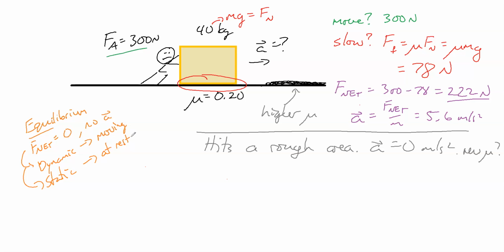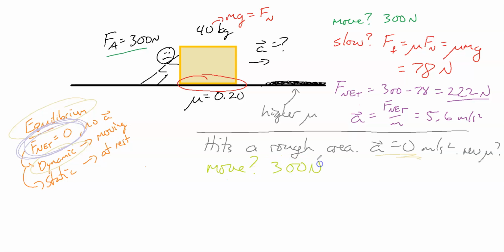So this box, for what we're talking about here, would be in dynamic equilibrium because it's hitting the rough area, it's still moving, and the acceleration is 0. The big key part for equilibrium is that F net is equal to 0. So I know the net force on the box is 0. So if I try the same type of thing I was talking about before, how much is trying to move the box?